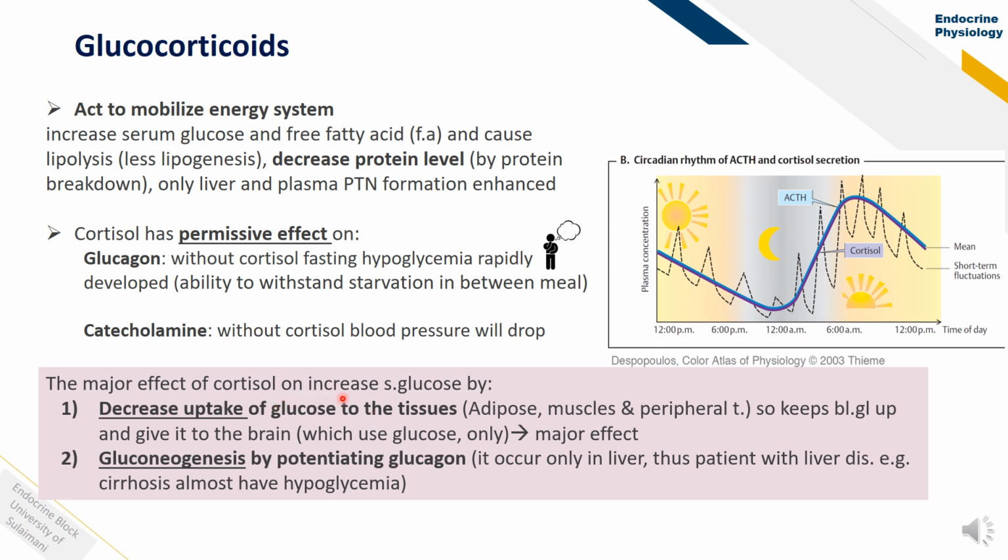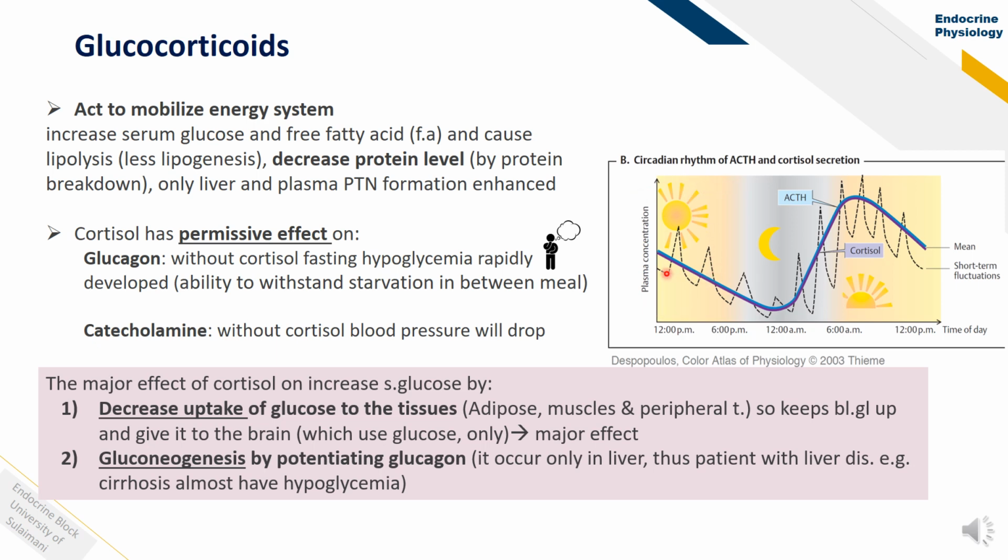Another cause of increase in the serum glucose by cortisol is decreased uptake of glucose to the tissue. So it is opposite to the action of insulin. That's why when there's high cortisol, this will cause adrenal diabetes. It's called adrenal diabetes. So keep blood glucose up and give it to the brain, because this is the major effect normally, because brain uses glucose only. This is important in the normal level, but when it becomes high, it becomes like that of diabetes.